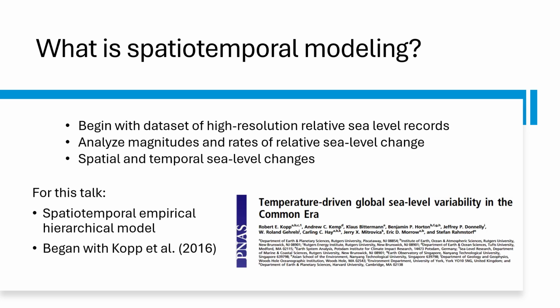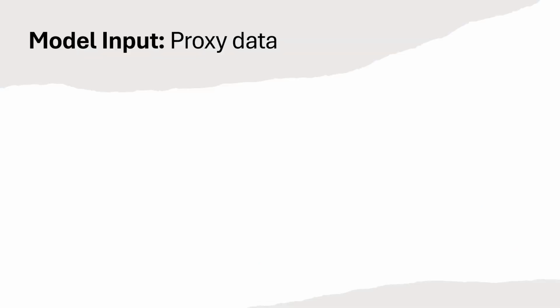And I'm going to be focusing on one model in particular that began with this paper, Kopp et al. 2016 in PNAS, as this was temperature-driven global sea level variability in the Common Era, where they produced the first global sea level curve for the past 3,000 years using this spatiotemporal model. And just for reference, this is a model that is run specifically in MATLAB.